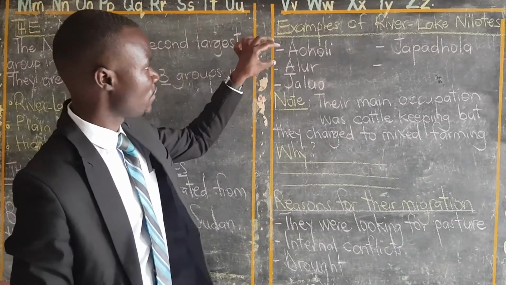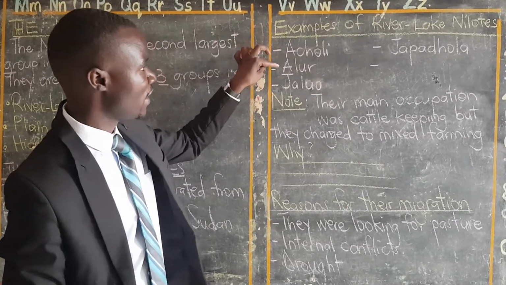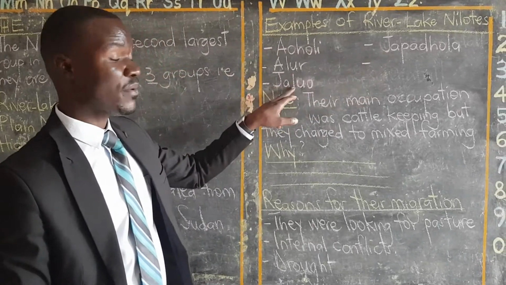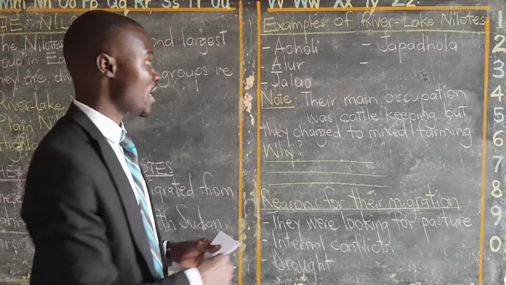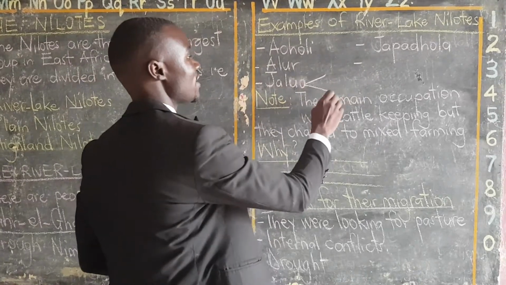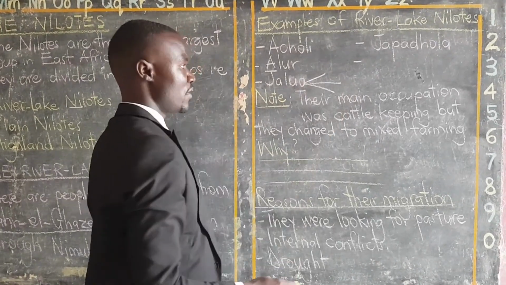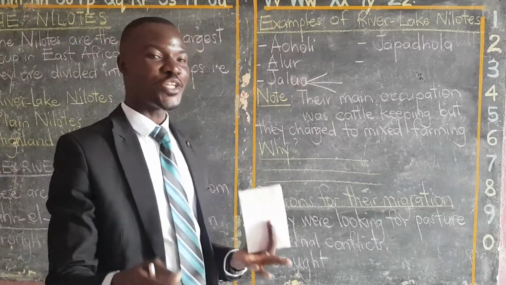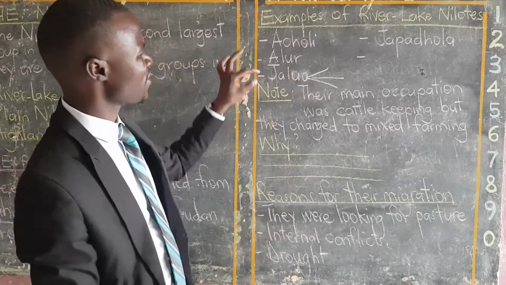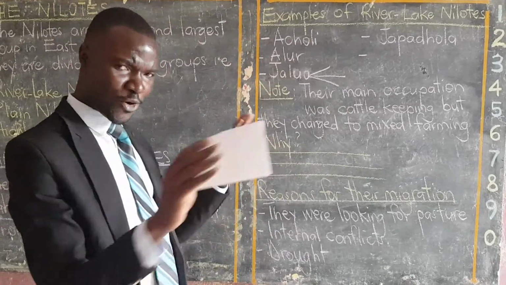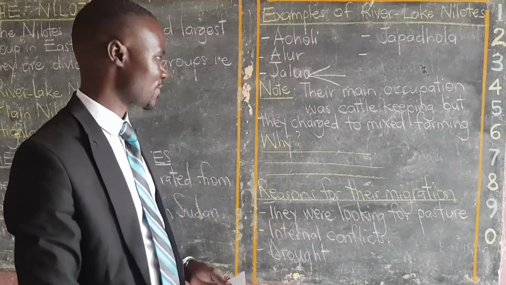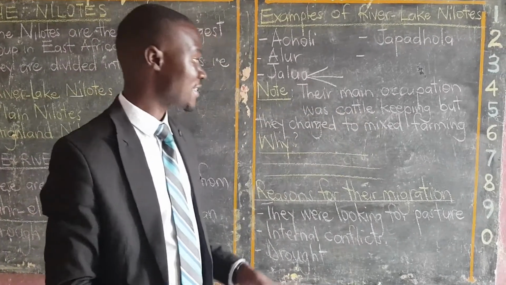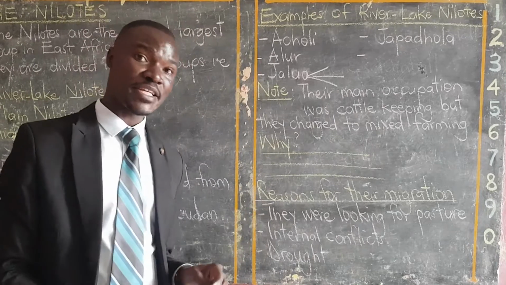Here we have the Acholi, the Alur, and the Jopadhola. I'm just giving you a few examples. Then in Kenya we have the Jaluo. When you reach Kenya, they are divided into three subsections: the Joka Jok, the Jok Omolo, and the Jok Owiny. That's when you cross to Kenya. But for us, we just call them the Jaluo. Note, their main occupation was cattle keeping, but they have changed today into mixed farming.